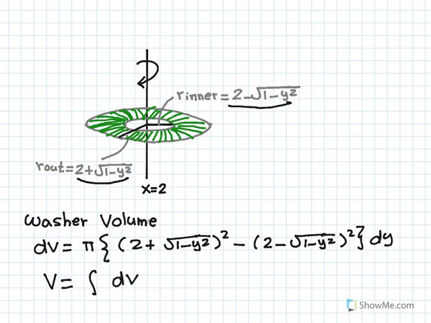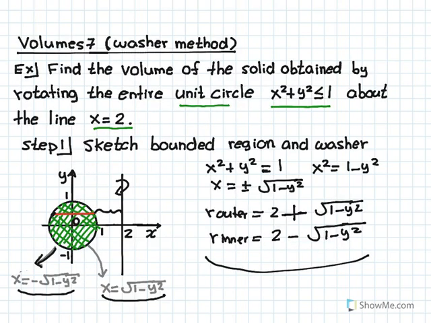Add up all these differential volumes, all these washers, and we integrate. What are the limits of integration? It's going to be from minus 1 to 1. The reason is that this defines the y values of integration, from y equals negative 1 to y equals 1. We're adding up these washer slices in the y direction. That's what the integral is doing.